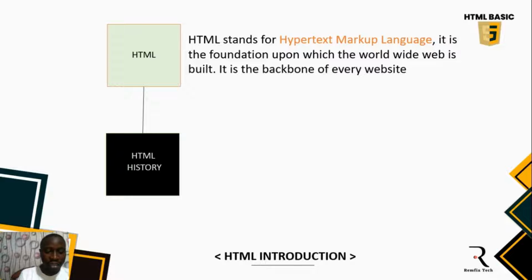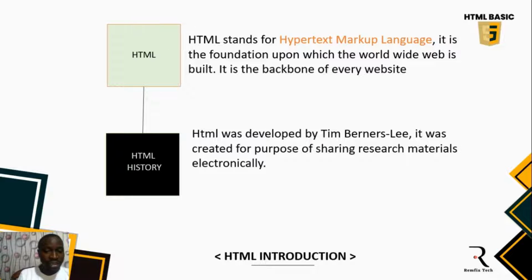Let's look at the HTML history. HTML was developed by Tim Berners-Lee and it was created for the purpose of sharing research materials electronically. He's a scientist and he works in the IT department of that particular institution, and he came up with an idea of sharing files with people that are at different locations, and that's how HTML came to be. So that's a short history about HTML, and one of the important things I'm going to look at in HTML is the one highlighted here, hypertext markup language.